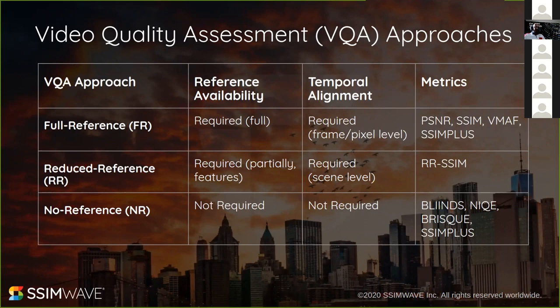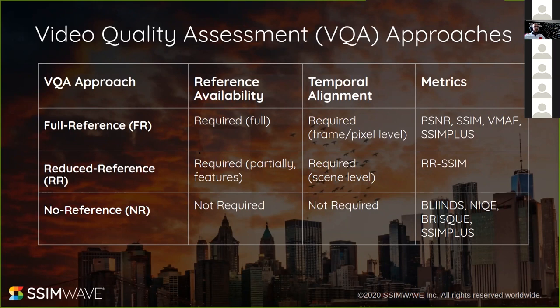In the full reference case, you have full access to the original pristine version of the source, and you want to assess the quality of the distorted one. That's where full temporal alignment comes in. If you have two streams live, it makes it hard, but it's still possible. And that's what we do with SSIMWAVE. We align the videos at a pixel level, every single frame with the corresponding frame, because sometimes there are pixel shifts, and then we start doing the video quality assessment. But this will only work if you have full access to the reference, sometimes called the source or the original version.